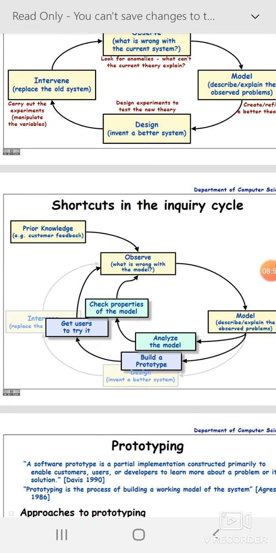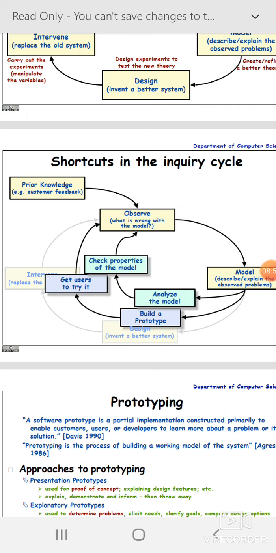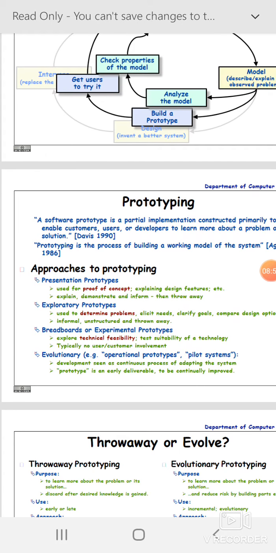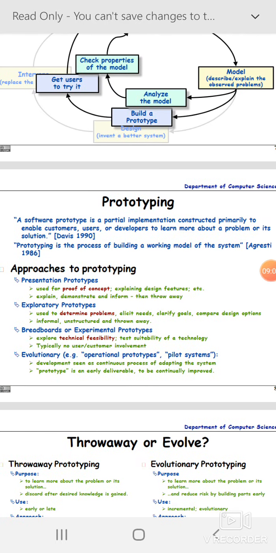Now shortcuts in the inquiry cycles. You can also include the shortcuts for the inquiry cycle. Now we talk about prototyping. Prototyping means you have to design certain rules for verification and validation.